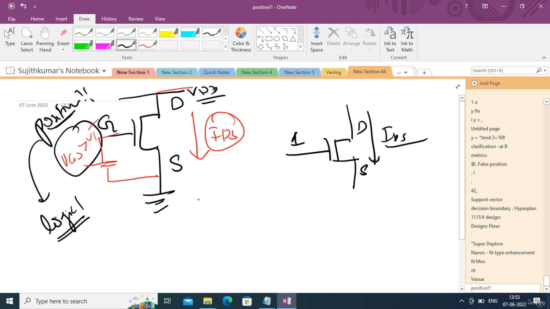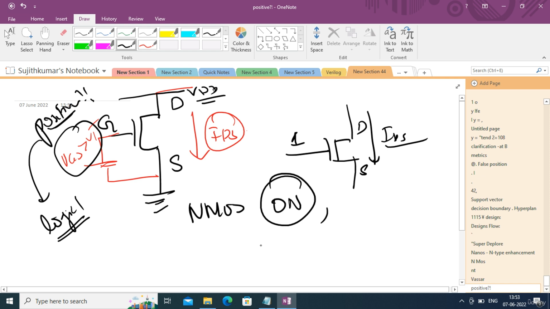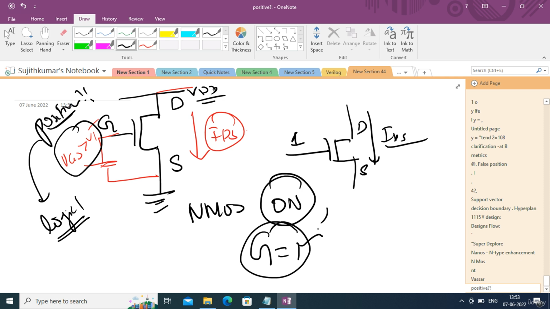To make the NMOS on, we have to make the gate terminal logic 1. Logic 1 means applying a voltage greater than the threshold. So we have to make the gate terminal logic 1 in order to turn on the NMOS transistor, right? Okay, so I hope you understood the basics of NMOS.